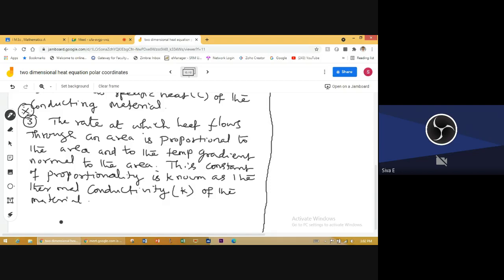So these are the important assumptions on the one-dimensional wave equation and one-dimensional heat equation. Only one more problem is there, this Annulus problem. We will discuss it in the next class.